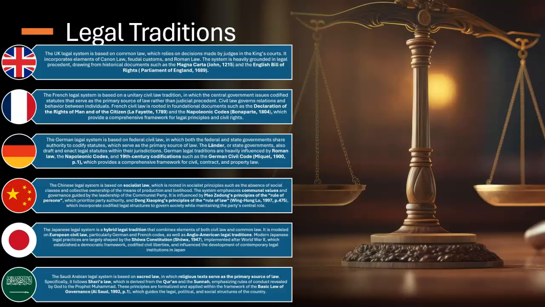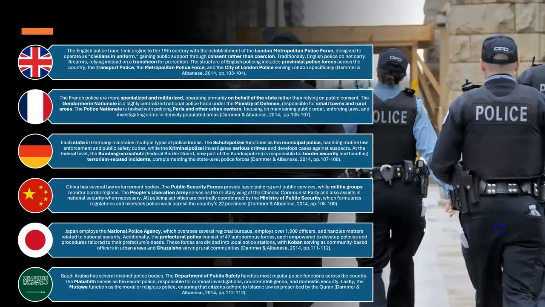The Japanese legal system, however, is a hybrid legal tradition that combines elements of both European civil law and Anglo-American legal traditions found within common law. The Chinese legal system is based on socialist law, which is rooted in socialist principles such as the absence of social classes and collective ownership, while the Saudi Arabian legal system is based on sacred law in which religious texts serve as the primary source of the law, in this case the Sharia and the Sunnah.